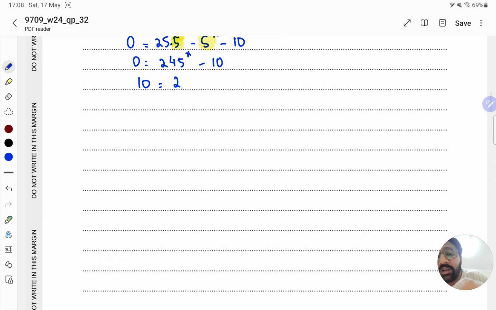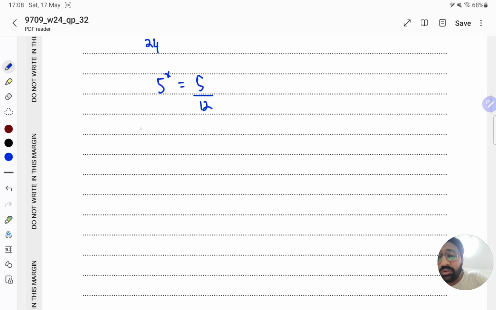Now 10 will be equal to 24 5 power x. This 24 will go to the other side. It will divide, so it will become 10 divided by 24 equals to 5 power x. So 10 divided by 24, that gives us 5 over 12. So 5 power x is 5 over 12. So we'll take log on both sides. It will be x log of 5 equal to log of 5 by 12.